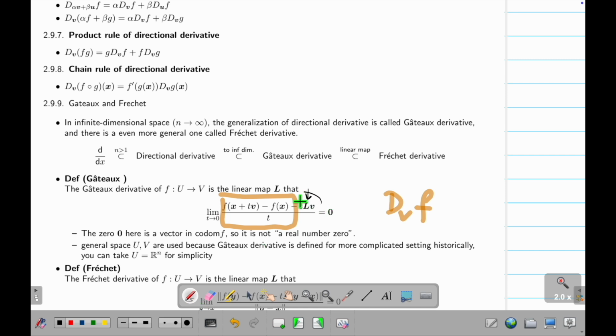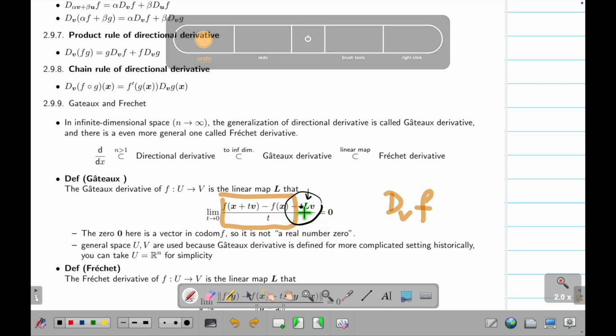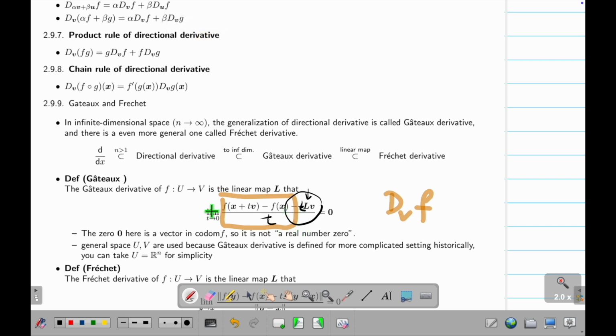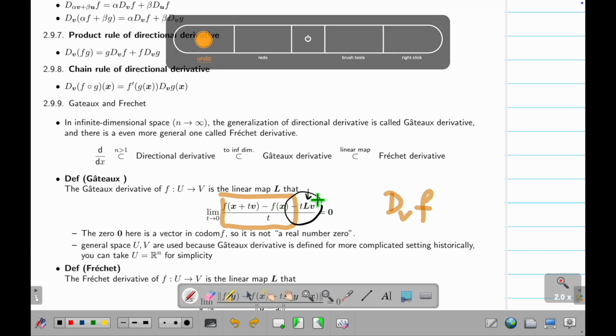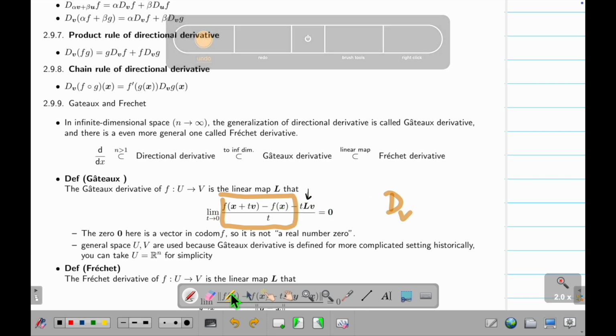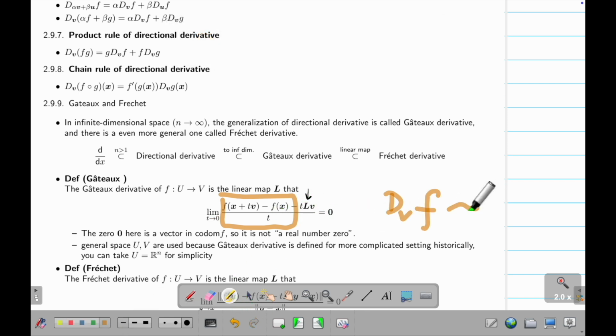This means the directional derivative is what? I can move this part. Okay, of course, I need to put the denominator in the bottom, right? But if you look at it, this t and this t can cancel each other. Let's ignore the limit for a moment. Then they cancel each other. I can move this to the other side. So this thing approximately means this: df is approximately LV.